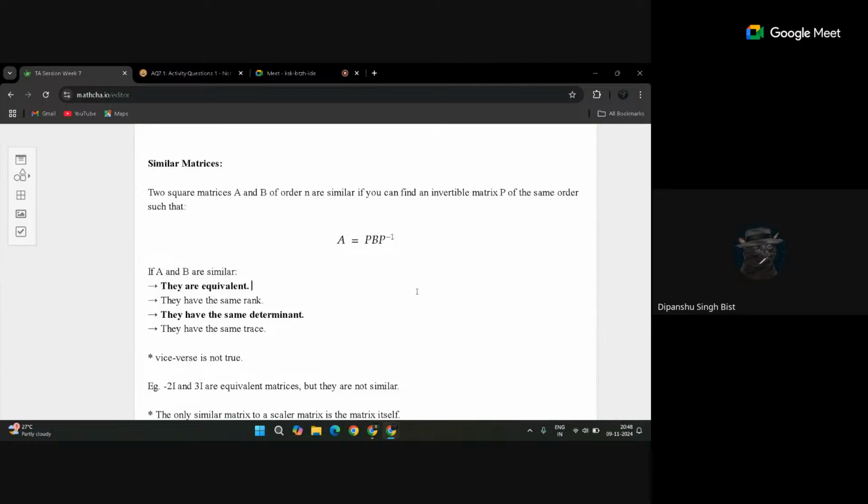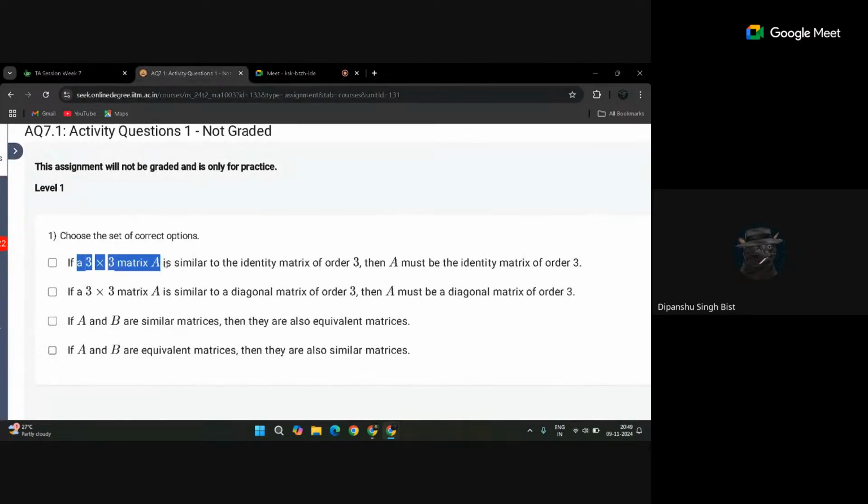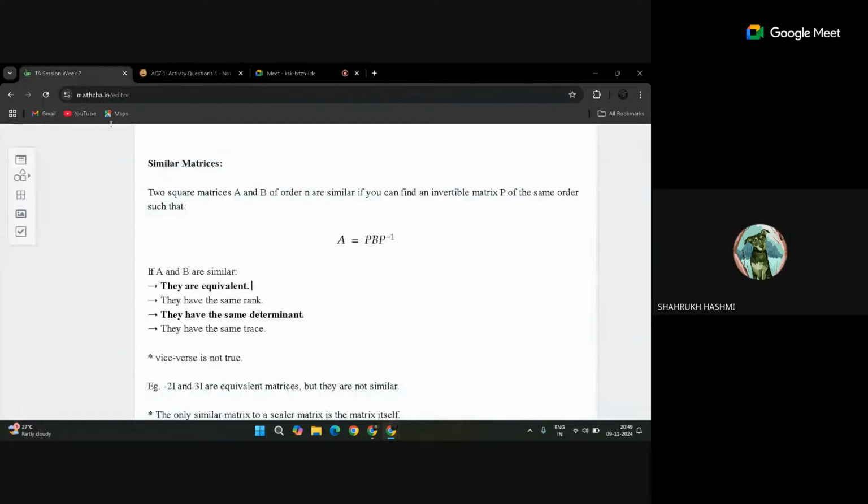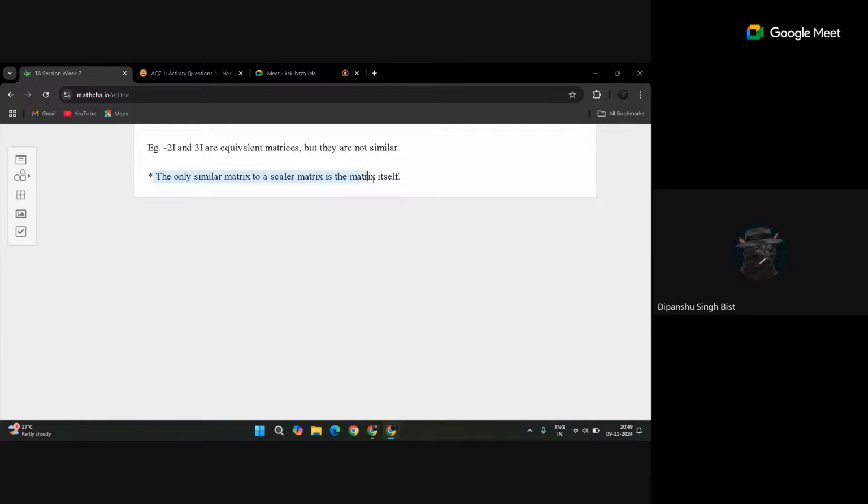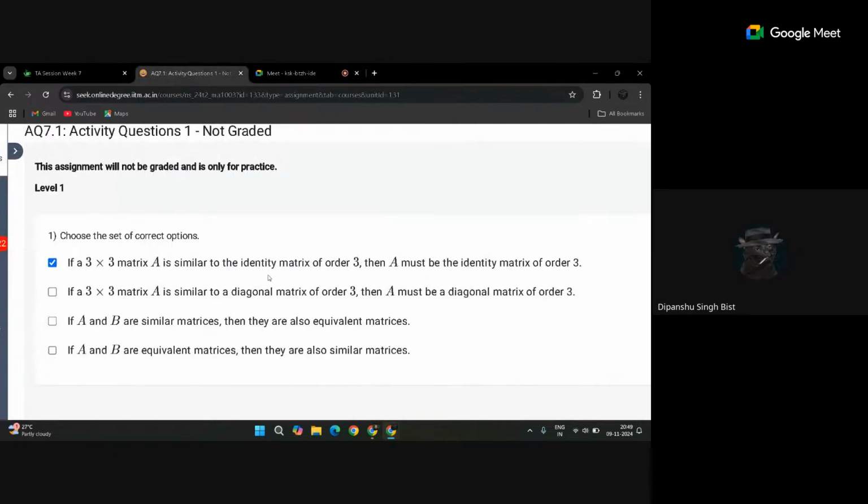Yep. So coming back to the question that we had: if a 3 cross 3 matrix A is similar to the identity matrix of order 3, then A must be identity matrix of order 3. What about this? So this is true. Why? Sir, I've tried with an example. The same point that we discussed, the only matrix similar to a scalar matrix is the matrix itself. So identity matrix is a scalar matrix in itself.